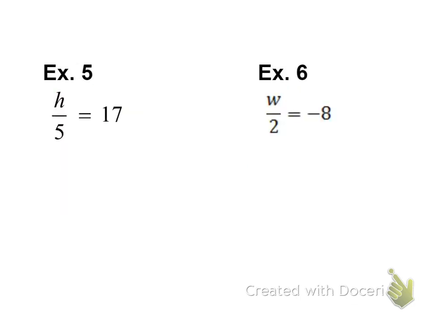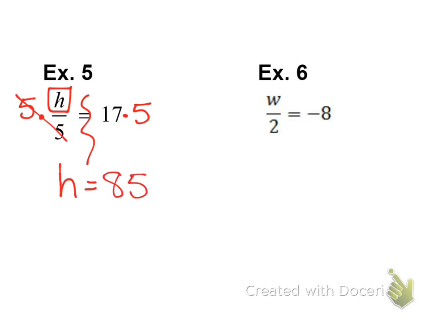5 and 6 are a little bit different. On these, we are starting out by dividing. So what do we need to do to undo division? Multiplication. So to get h alone, we multiply both sides by 5. On the left side, those 5s reduce or cancel each other out. That was the whole point, so that h would be left alone. 17 times 5 gives me 85.